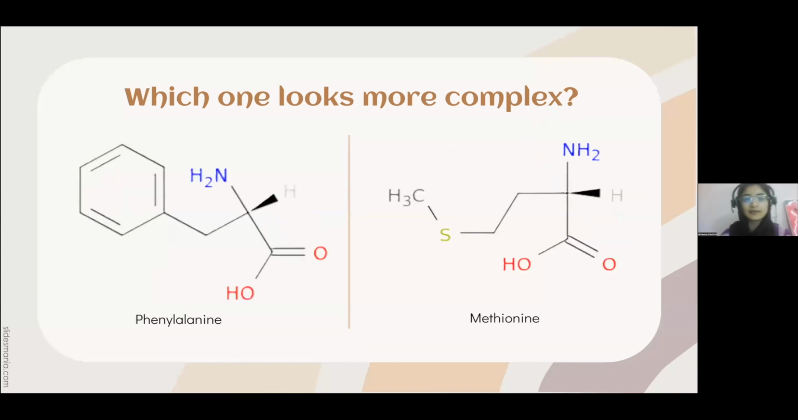Between phenylalanine on the left and methionine on the right, which one do you think is more complex? Well, some scientists may say that phenylalanine is more complex because it has a ring structure, while other scientists may say that methionine is more complex because it has a sulfur atom, which means it has more chemical diversity. Here, the need for a structured, methodical approach arises. How do we define and quantify molecular complexity?